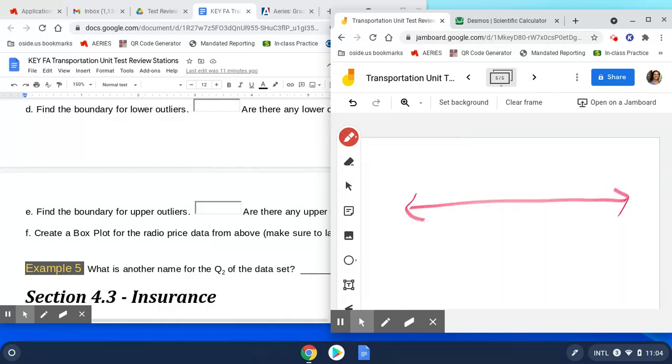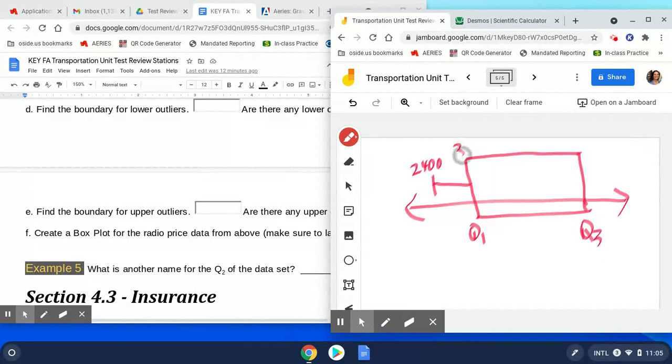Any number line, any scaling on there is fine. We have our minimum at 2,400. Our whiskers are going to extend to the minimum and the maximum. Your box goes from your Q1 to your Q3. In this case, our Q1 was 3,900. Our Q3 was 10,600.